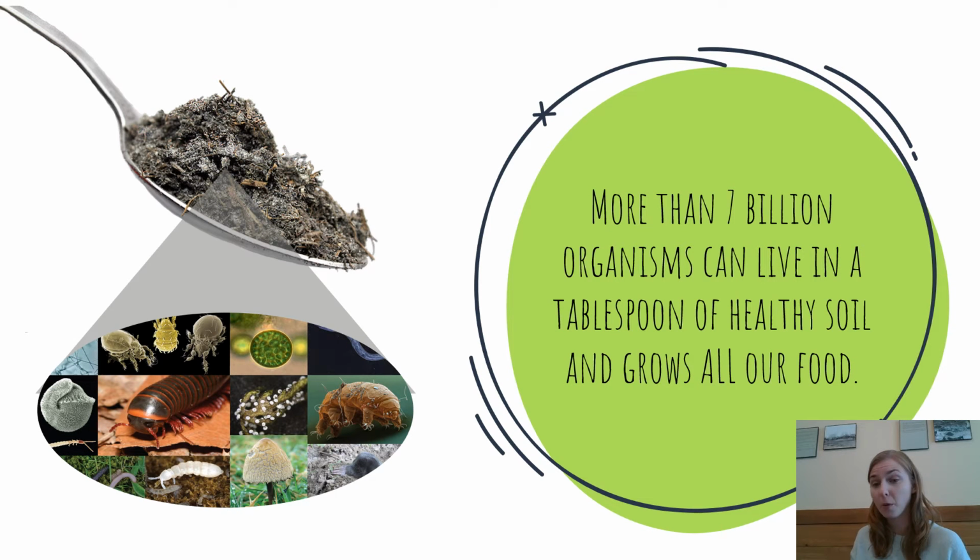And these tiny organisms are microorganisms, ones we cannot see with our own eyes, and they are incredibly abundant. For example, in a tablespoon of healthy soil, there will be around 7 billion organisms. The world's population is also about 7 billion, so for every person on Earth, there is a microorganism in a tablespoon of soil. It's pretty incredible.